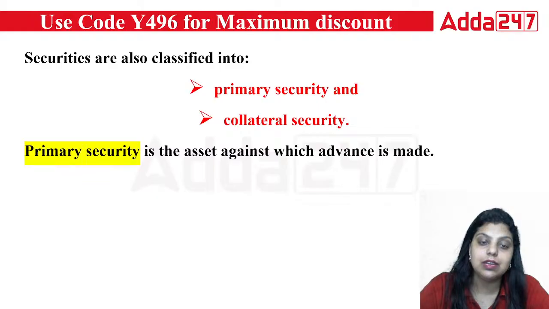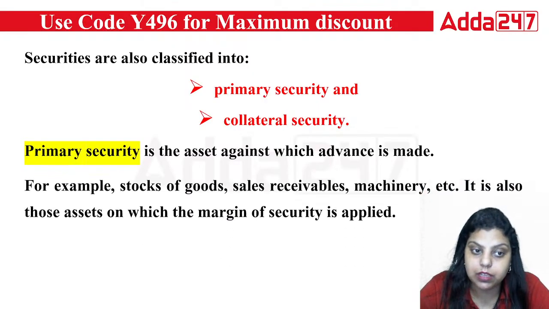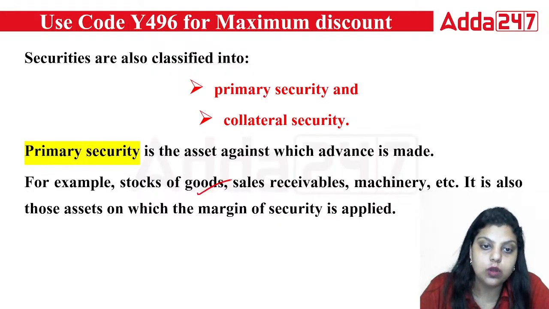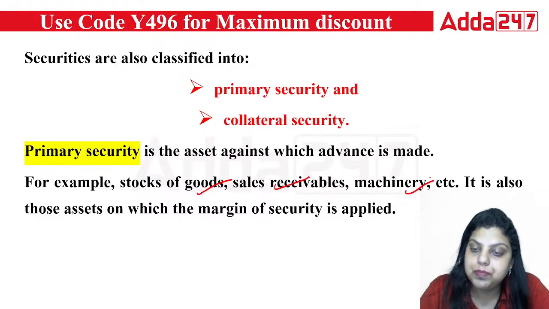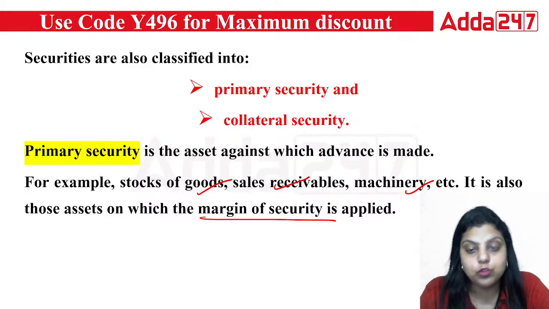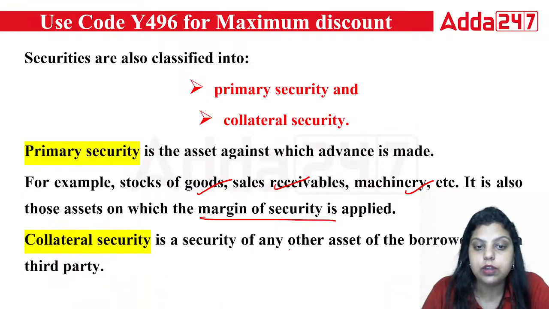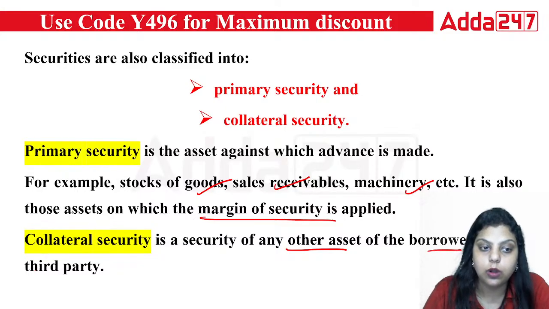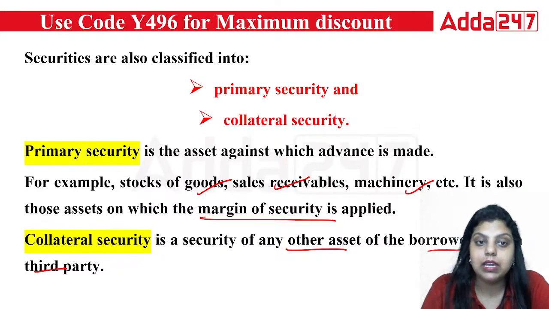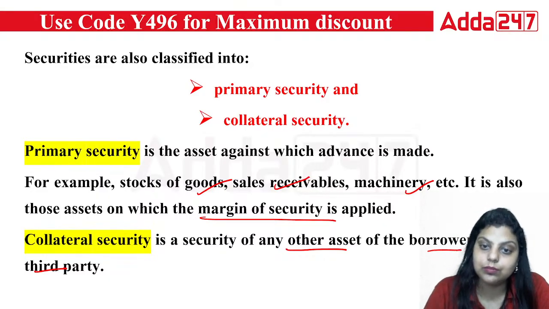Primary security is the assets against which advances are made. Any kind of assets against which advances are given to the customers is called a primary security. For example, it can be stock of goods, sales receivables, machinery, and also those assets on which margin of security will be applied. So that's a primary security. Then we have a collateral security. It is a security of any other assets of the borrower or of a third party. So the securities are divided on the basis of primary and collateral security.